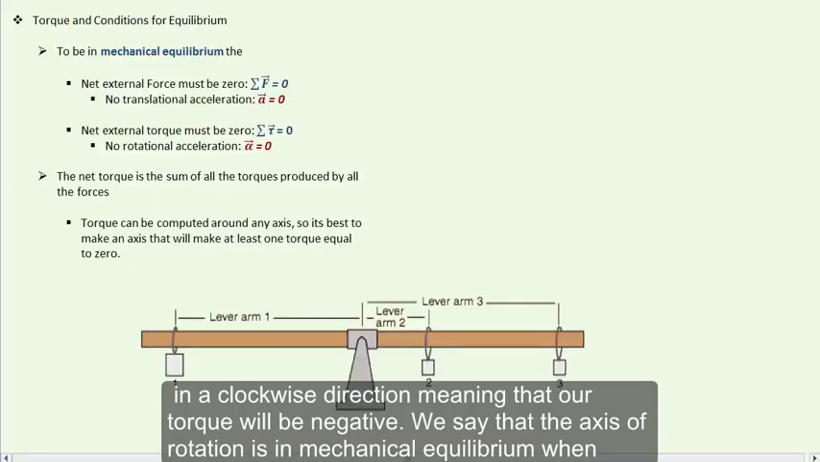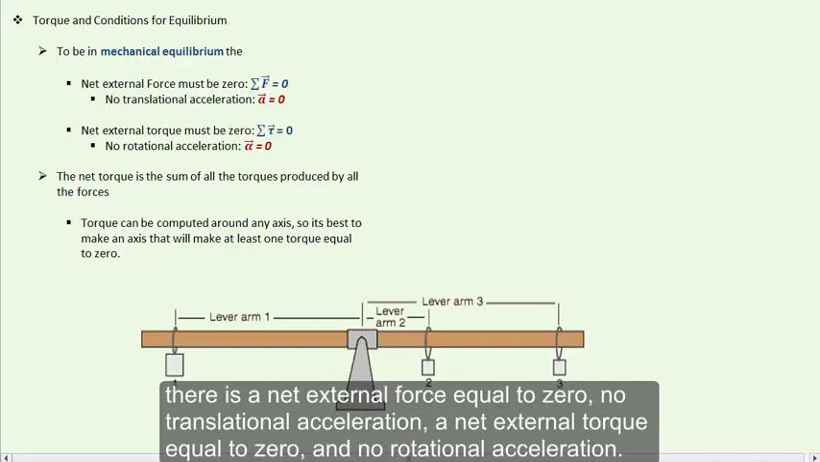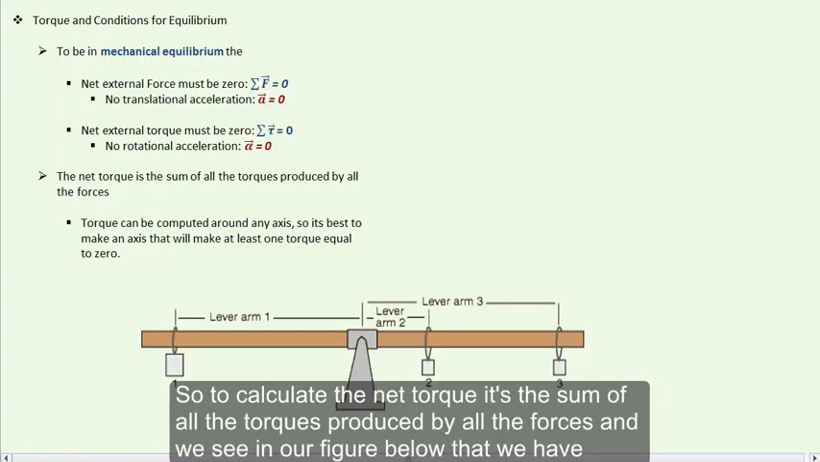We say that the axis of rotation is in mechanical equilibrium when there is a net external force equal to 0, no translational acceleration, a net external torque equal to 0, and no rotational acceleration. So to calculate the net torque, it's the sum of all the torques produced by all the forces.